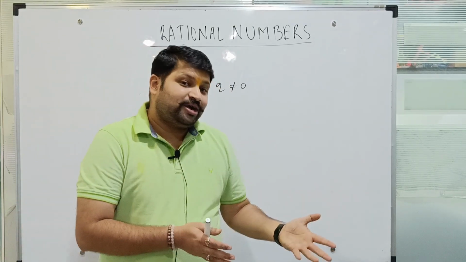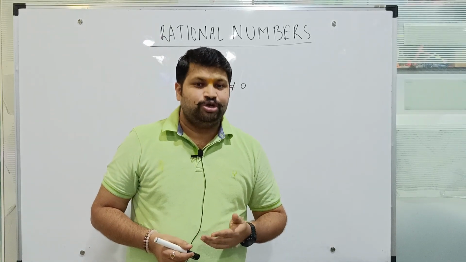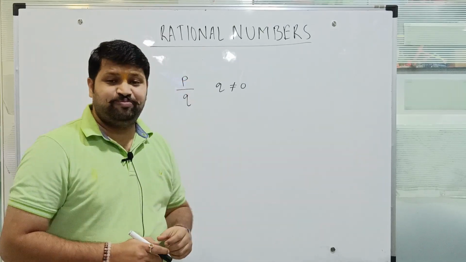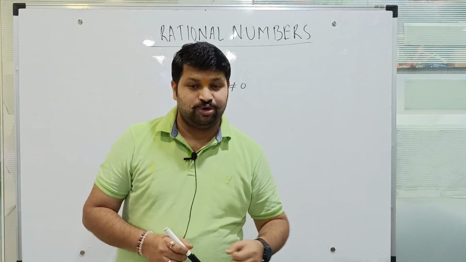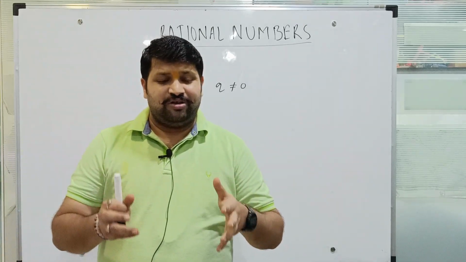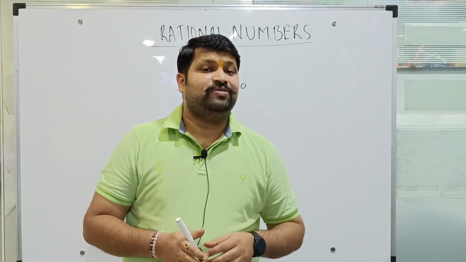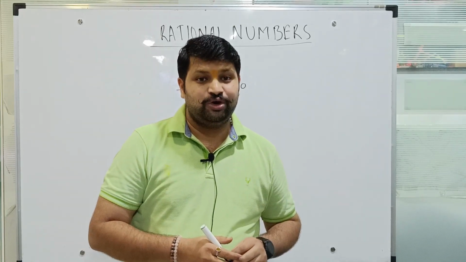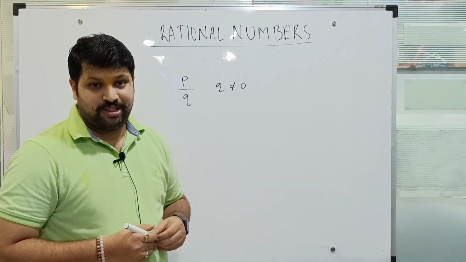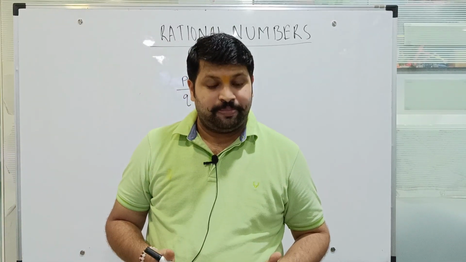If a number is not rational, then we will be calling it an irrational number. So anything that cannot be written in the form of P upon Q, where Q is not equal to 0, would be considered an irrational number. These are very special kind of numbers that we have. We would be dealing with irrational numbers in a separate video. So today, let us stick to the topic, that is rational numbers.